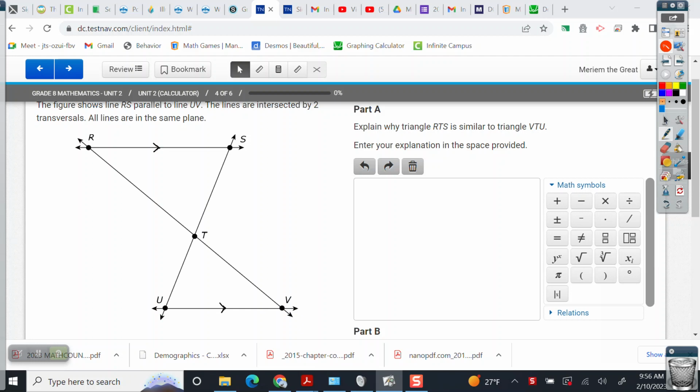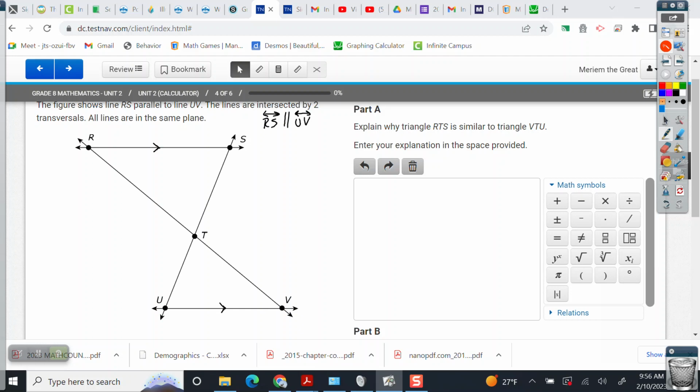It means that the lines are parallel. So we can say that line, and so this little drawing means line. So line RS is parallel to line UV. So the drawing is telling us that those two lines are parallel. That's what the little arrows mean on the lines.